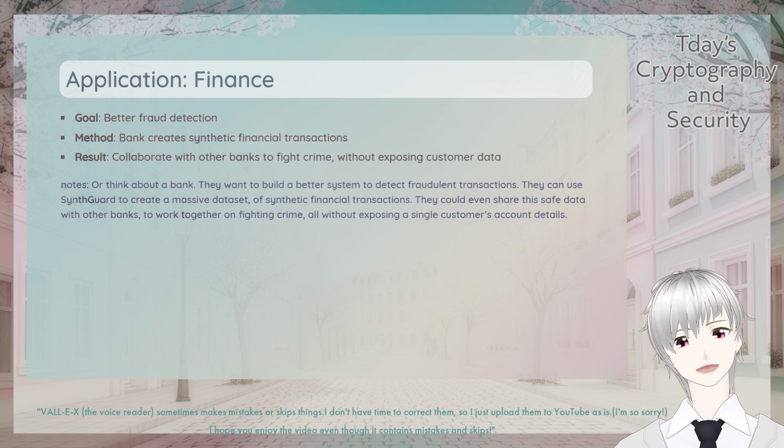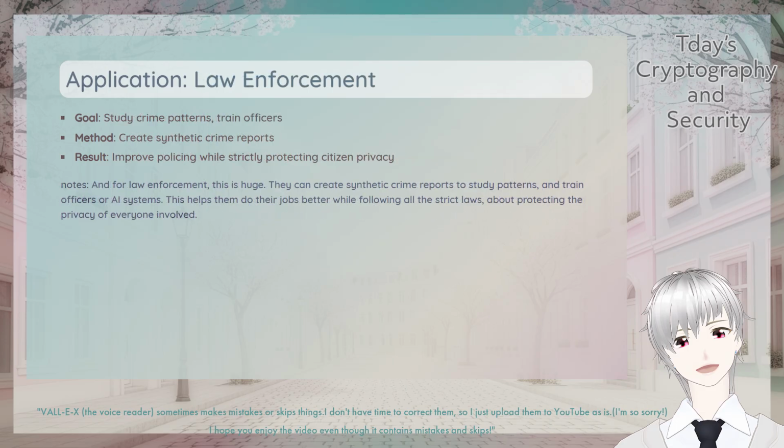Or think about a bank. They want to build a better system to detect fraudulent transactions. They can use SynthGuard to create a massive dataset of synthetic financial transactions. They could even share the safe data with other banks to work together on fighting crime, all without exposing a single customer's account details. Then for law enforcement, this is huge. They can create synthetic crime reports to study patterns and train officers or AI systems. This helps them do their jobs better while following all the strict laws about protecting the privacy of everyone involved.